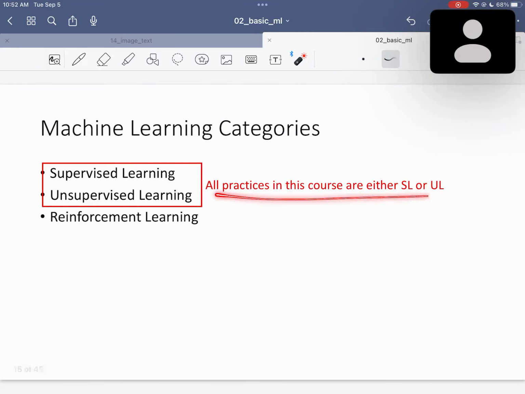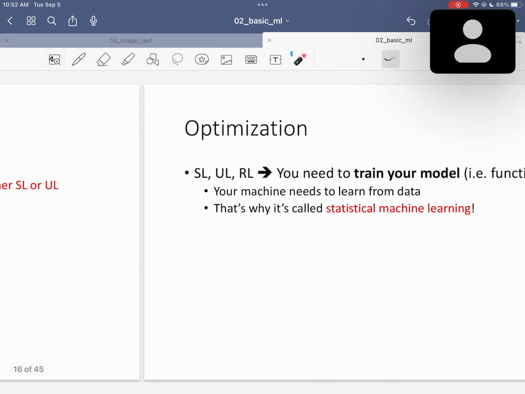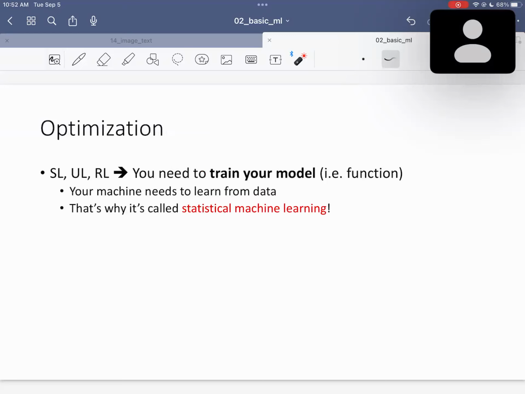Right? Yeah, all the practice in this course is either supervised or unsupervised, as I said, so we won't be doing any reinforcement learning. And in all cases, regardless of whether it's supervised, unsupervised, or reinforcement learning, you're training your model or function. I just said a lot of times function, like a mapping function between x and y, or an estimating function for x, or some function that maximizes your long-term reward. You're learning some function, and we use model and function interchangeably.